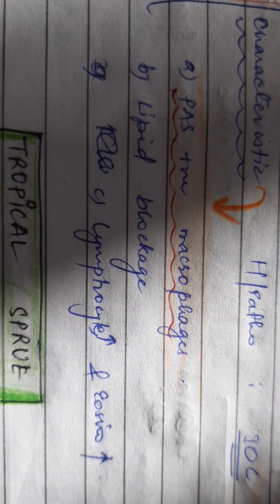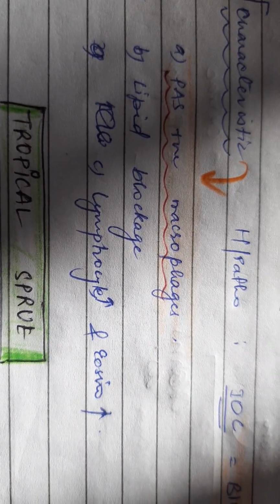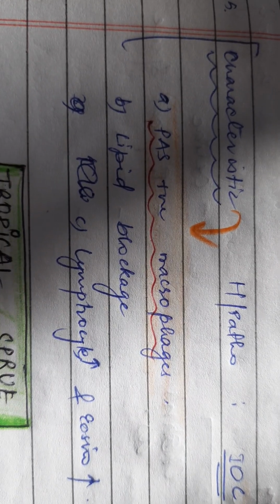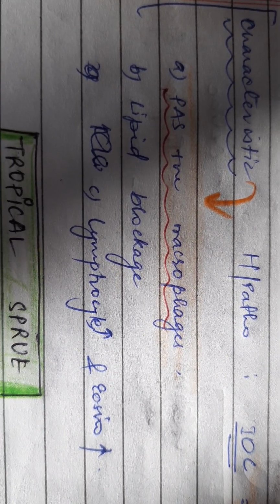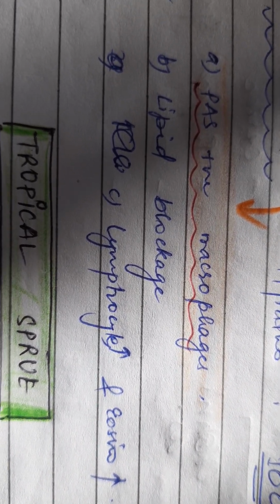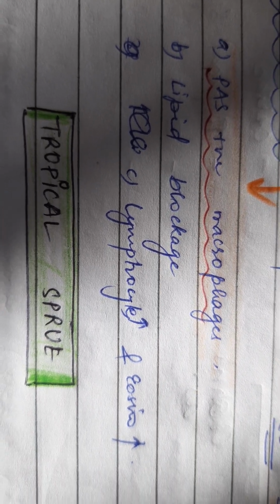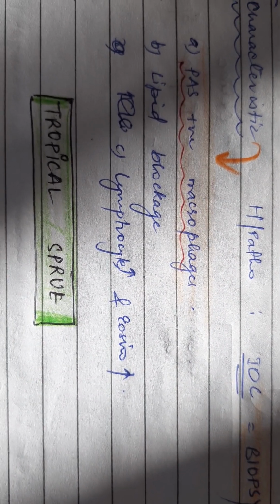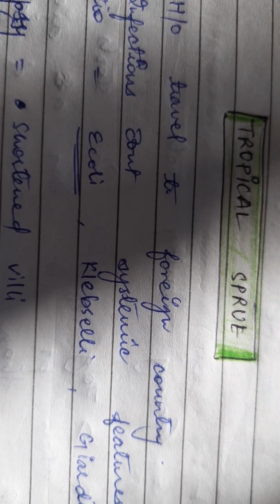Characteristic histopathology. Investigation of choice is biopsy. And the characteristic histopathology finding is PAS positive macrophages. PAS positive macrophages in Whipple disease. Lipid blockage occurs, then lymphocytes and eosinophils are increased.